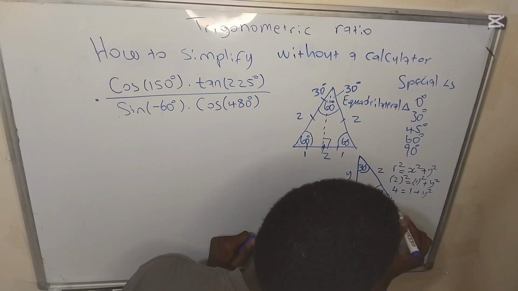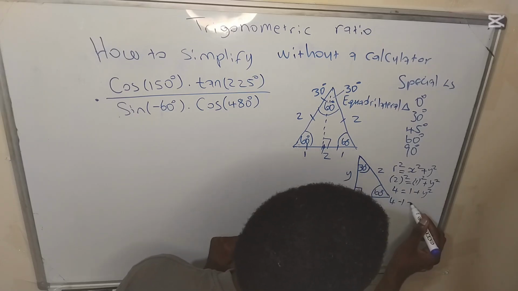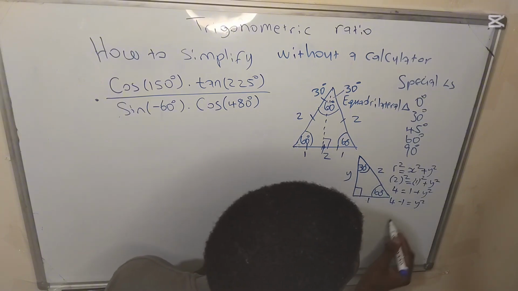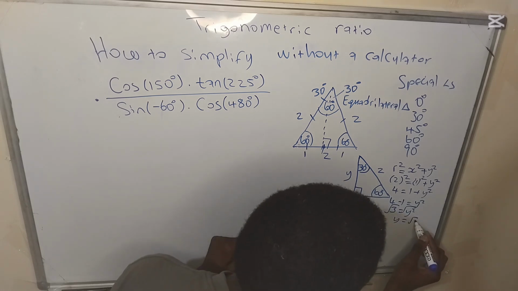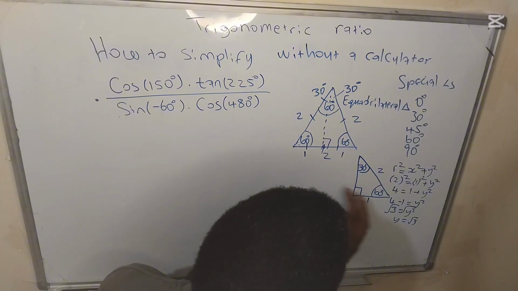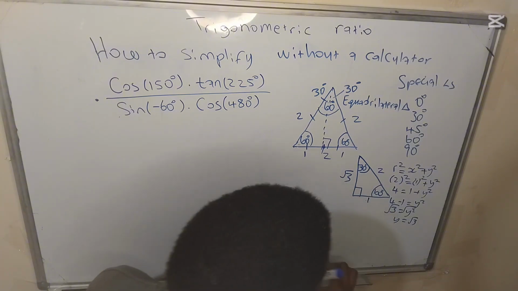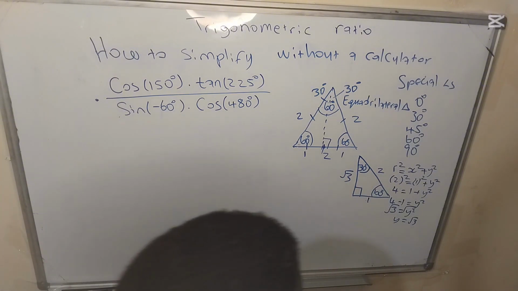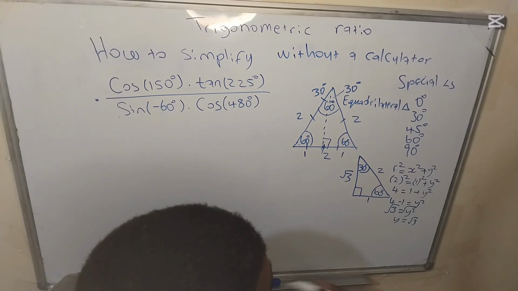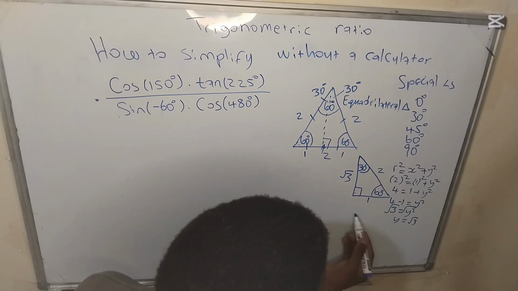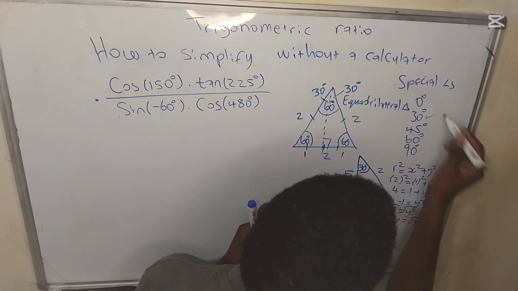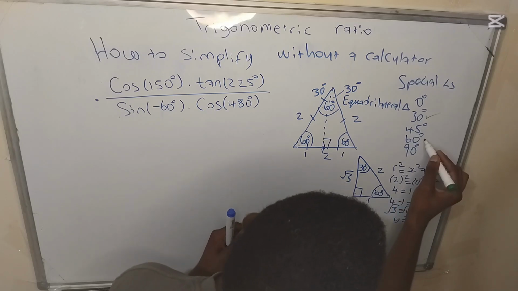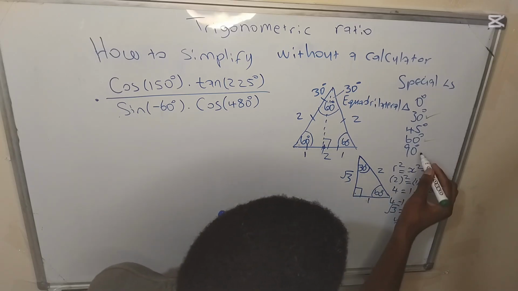Then we have 4 minus 1, if we transpose this one, equal to y squared. Then 4 minus 1 is equal to 3, equal to y squared. Then let's take the square root of both sides. Therefore our y is equal to root 3, which means this side is equal to root 3. So we have managed to express our 90 degrees, 60 degrees, and also 30 degrees.